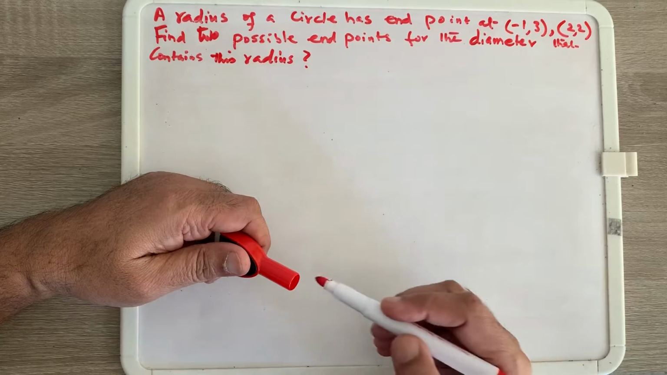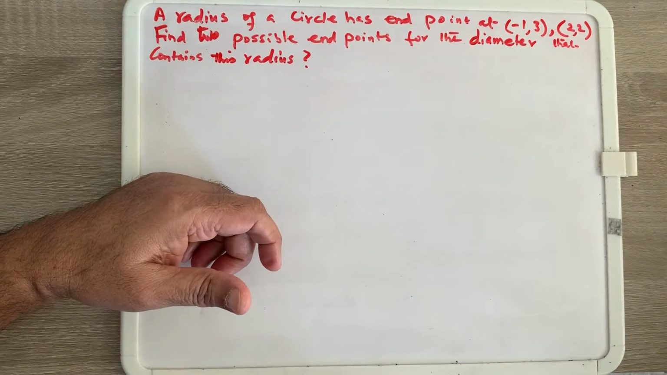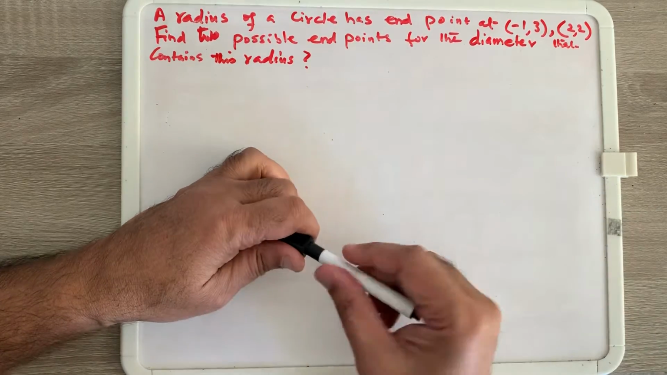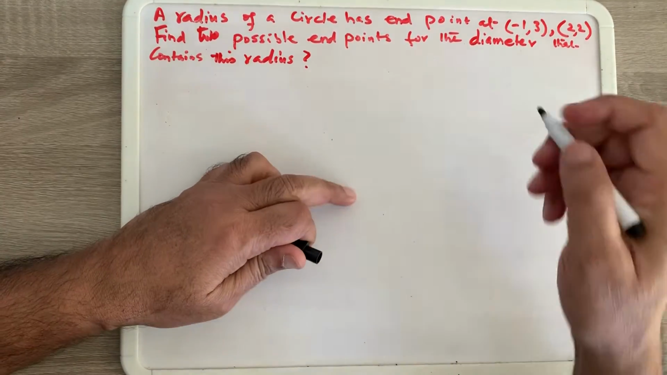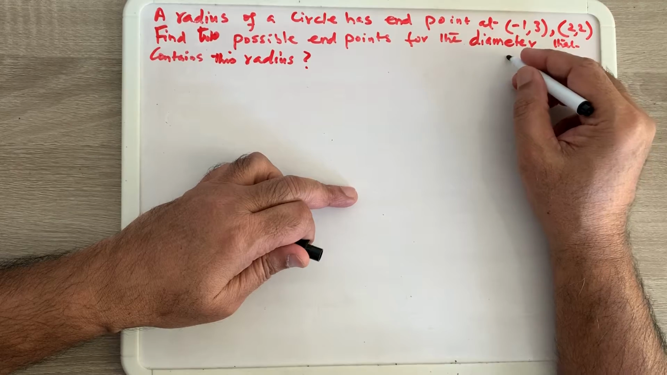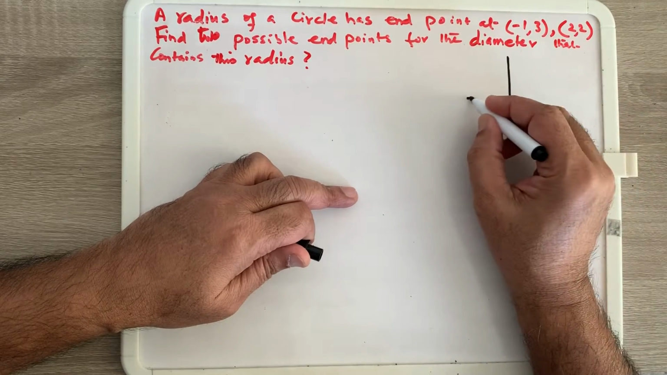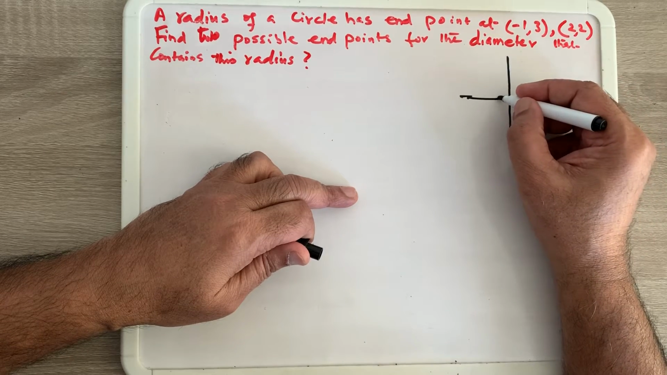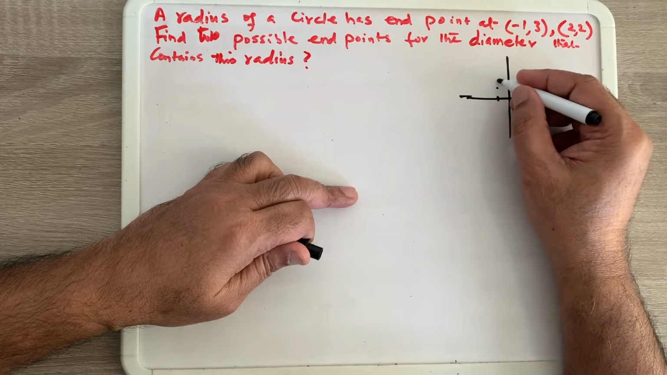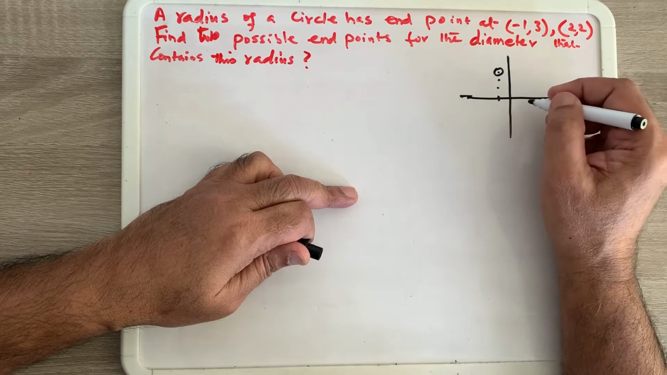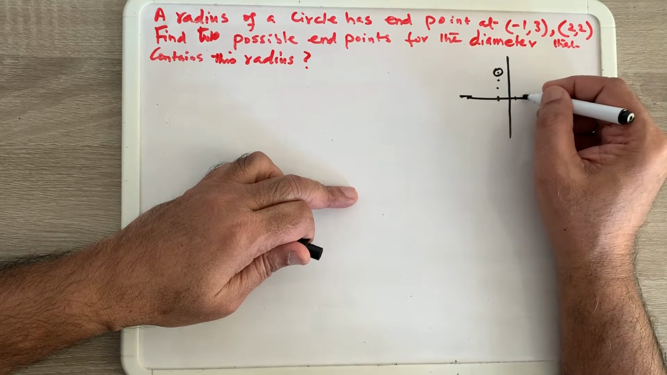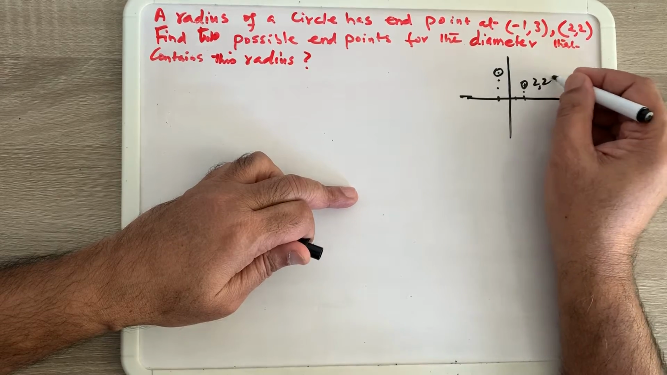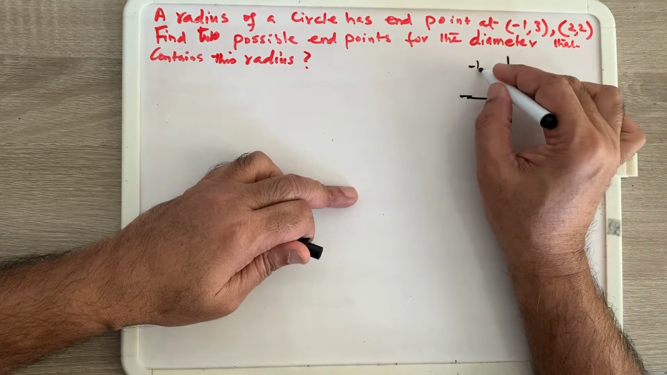So you need to understand the question first, because we will be using the endpoint formula, like the midpoint formula, but we have to see what the situation is, right? So we have two points, (-1, 3) and (2, 2). Let's say -1 is here, and 3. This is my (2, 2), and this is my (-1, 3).